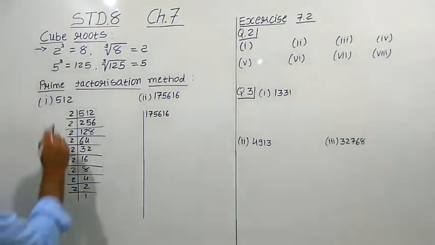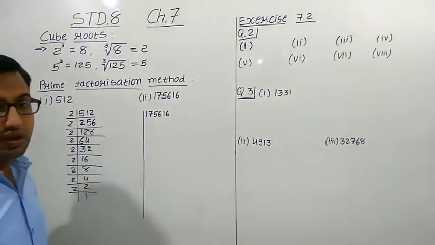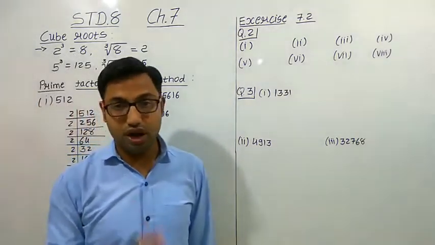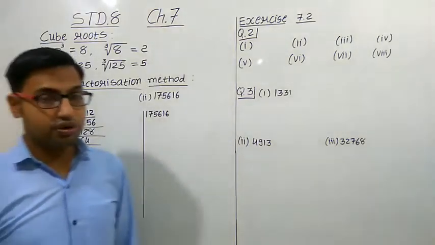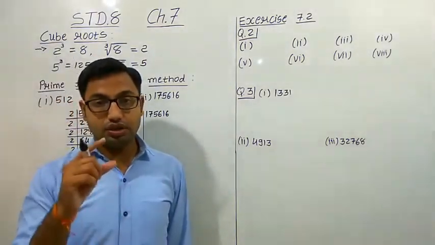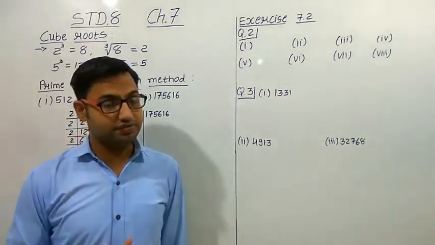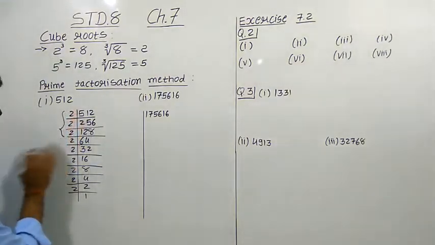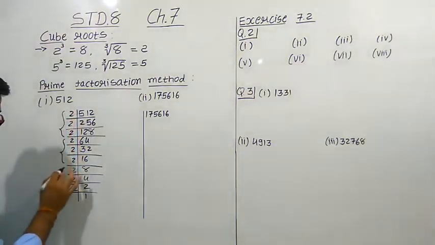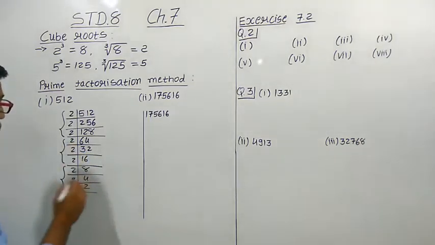Now we can write 512 as a multiplication of all these prime numbers. Remember, in finding the square root, we make pairs of 2 same factors. Here we have to make groups of 3 same factors. See how many groups we can make here: first group, second group, and third group. So 3 groups of the same factor.